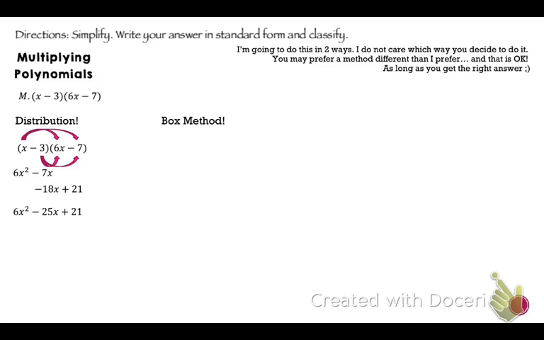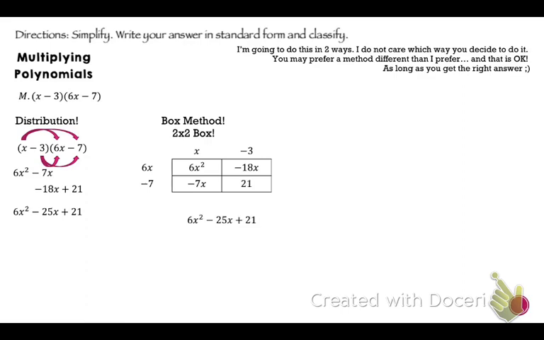Another way to do this is the box method. So say we have a 2 by 2 box because we have x minus 3, 2 terms, and 6x minus 7, 2 terms. And then we're just finding the area of each box. So 6x times x is 6x squared. 6x times negative 3 is negative 18x. X times negative 7 is negative 7x. Negative 3 times negative 7 is 21. Pull those out of the box, combine these two right here, and you still get 6x squared minus 25x plus 21. 2 different methods, same answer.